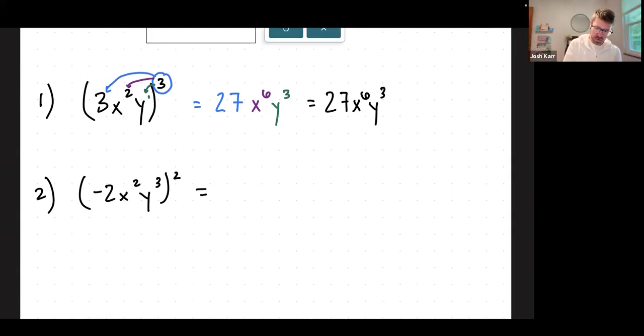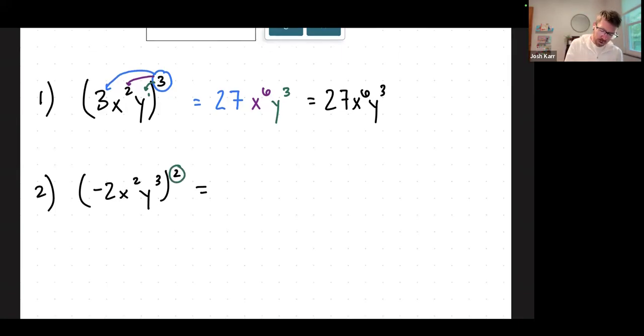Okay, so if you would like to, pause this, try it, come back, okay? All right, we've got square, we're going to square stuff, so multiplying by itself. We're going to go to the coefficient, it's a negative 2. We're going to do negative 2 times negative 2, which is a positive 4. We're going to do x squared squared, x squared times x squared, or we just get to do 2 times 2. We should end up with x to the 4th.